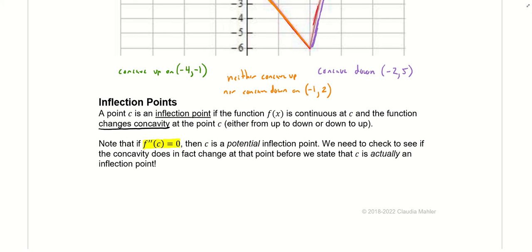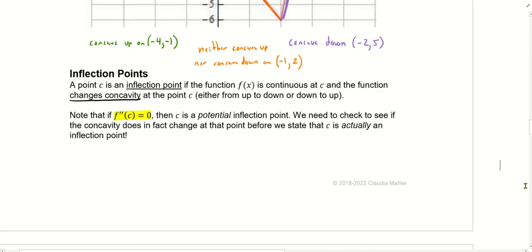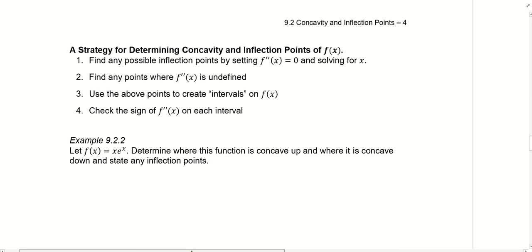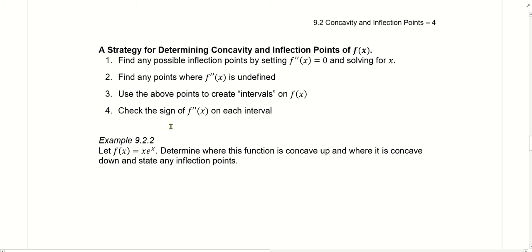Okay, so we've got concavity and we've got this idea of inflection points. And we also have, if we go to the top of page 4, yet another set of steps that we can use to determine concavity and inflection points. So we're going to go ahead and use these steps in this example here on page 4. So our function here, f of x, is x times e to the x. And we want to determine where this function is concave up, where it's concave down, and if there are any inflection points, we want to state what those are.